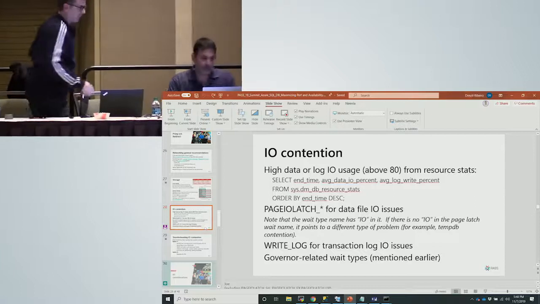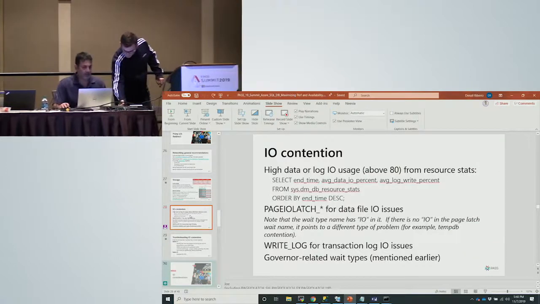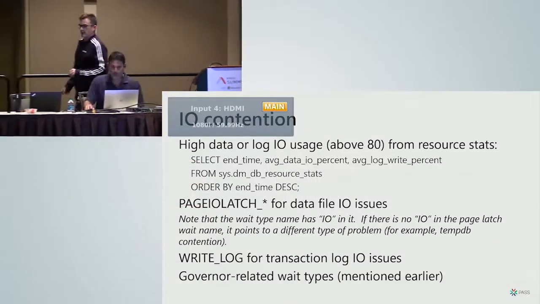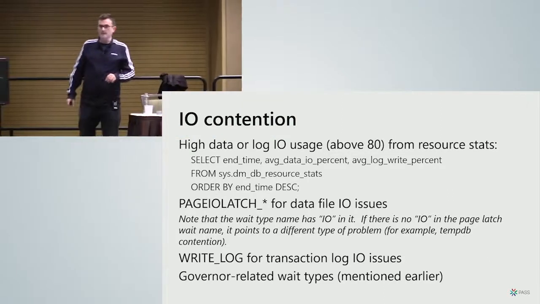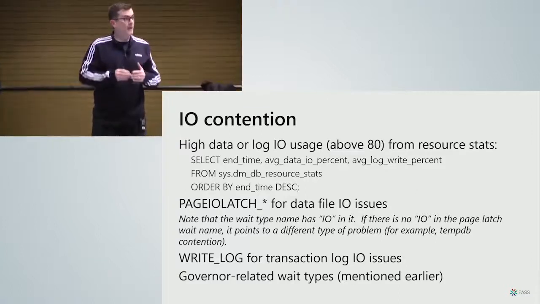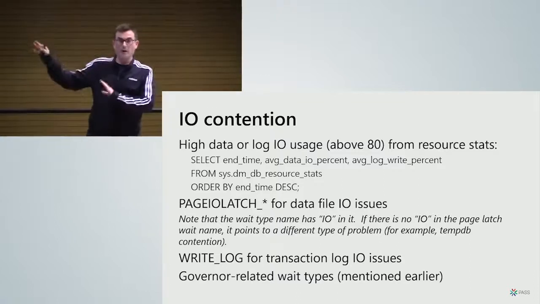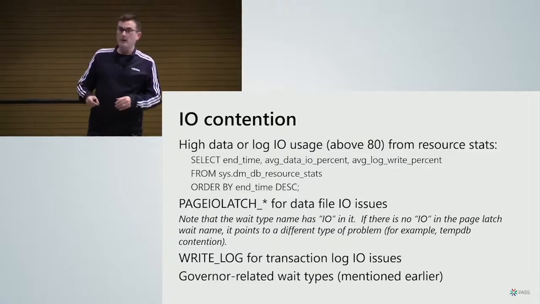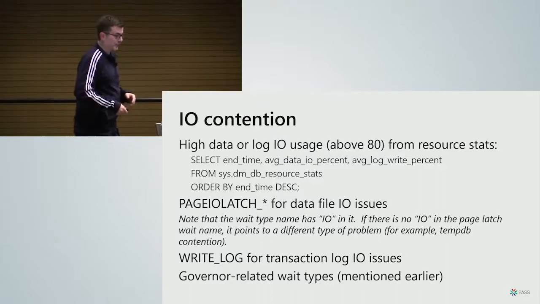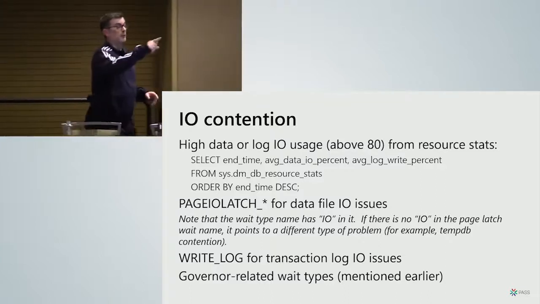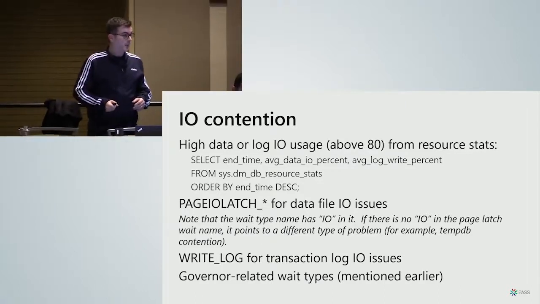If you actually flip over to 4, then I'll do a few from there. Okay. There we go. So Denzel was starting to talk about this with the actual wait types. For overall IO contention, you're going to look at sys.dm_db_resource_stats, look to see if you're hitting those IO limits. And then after that, you're looking at PAGEIOLATCH_*, and we do star because there are different types of IO latch waits, to indicate any data issues or file IO issues, and then WRITELOG for any transaction log issues. Governor-related wait types, Denzel covered that in an earlier slide.